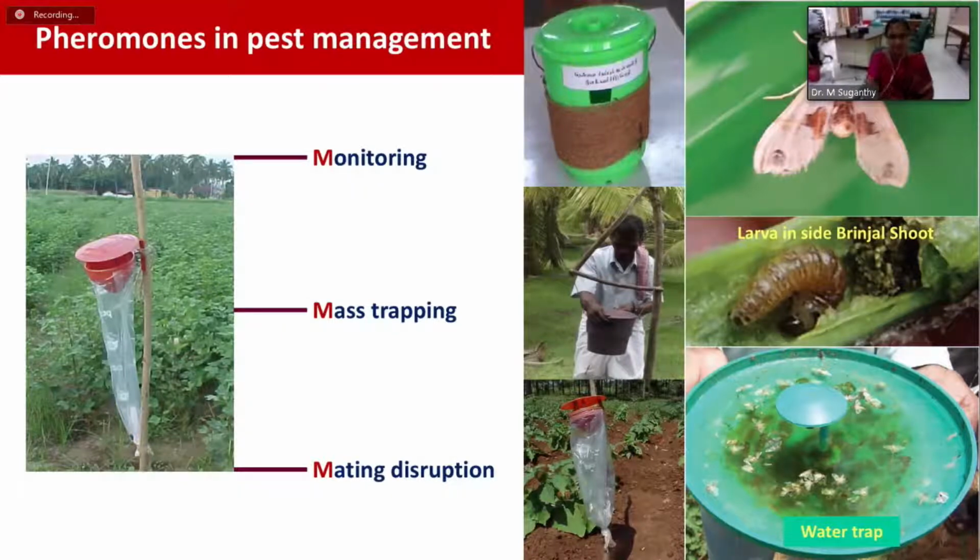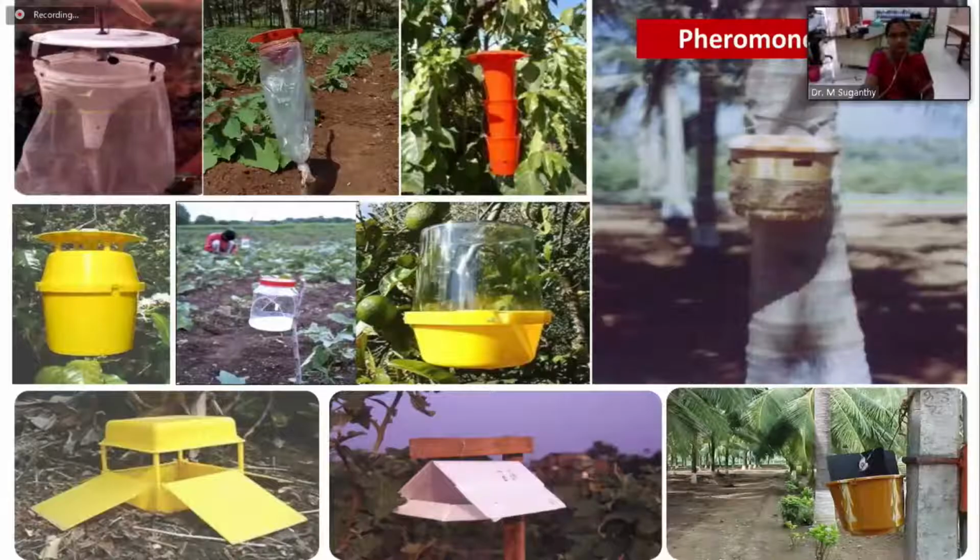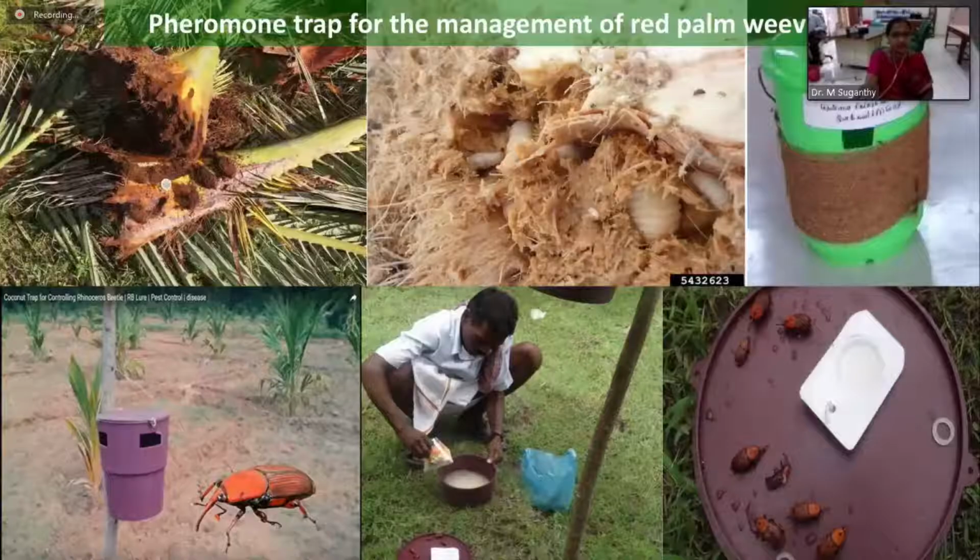So these are all different kinds of pheromone traps being used in India for the attraction of these insects. This is one pheromone trap used for the management of red palm beetle infesting coconut, and this is the one used for the management of rhinoceros beetle. So here I have listed out the different lures that are available commercially in India for the major pests of these crops.